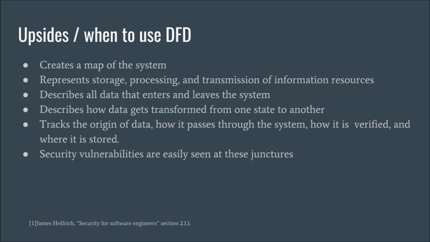They describe all data that enters and leaves your system and how and where this data gets transformed from one state to another. Doing so allows you to track the origin of data, how it is passed through the system, how it is verified, and where it is stored. This map allows you to see any security vulnerabilities at these junctions.